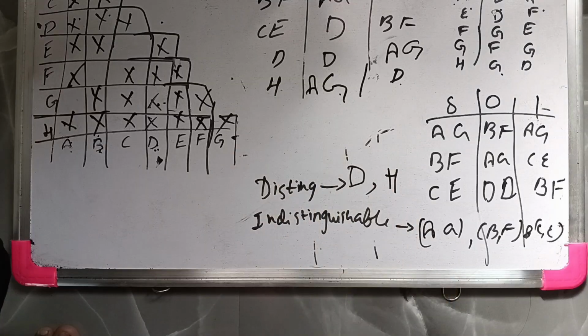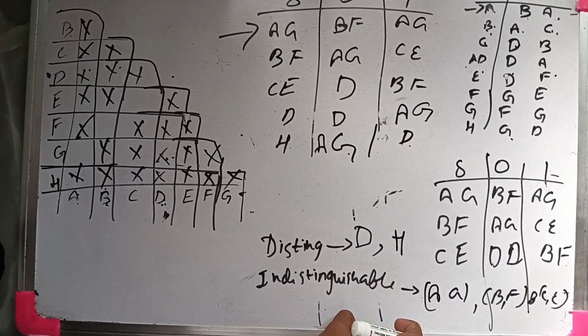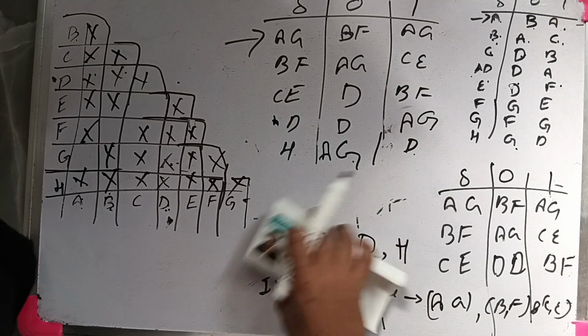For this we need to write the diagram. This is the table, and here the final state is D. Next, to write the DFA.